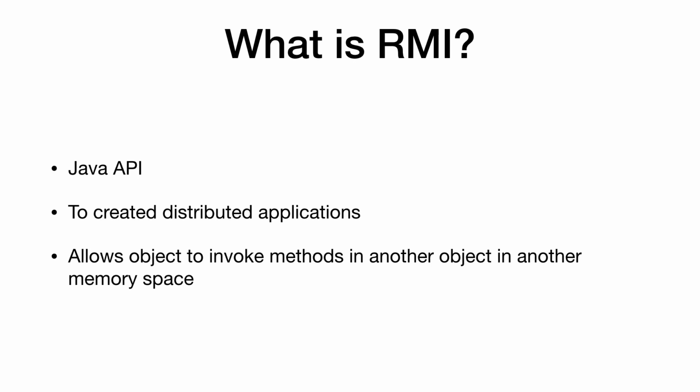What is the specialty of RMI? The specialty of RMI is that it allows objects to invoke methods in another object residing in a completely different memory space. In RMI, there is a middleman in the communication between the client and the server, and it is called the remote object.